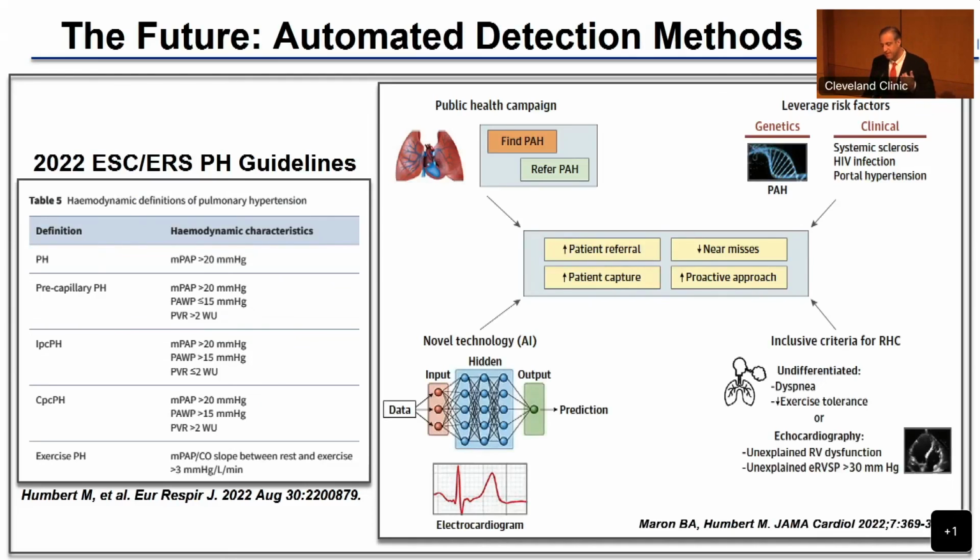Ways to capture these patients will require switching from defense to some strategy that involves going to get them. And the way to do that is probably an integrated strategy that involves public health campaigns emphasizing the importance of genetic and clinical risk factors, rethinking the role of right heart catheterization and timing thereof, and then also, no doubt, the integration of novel technologies such as AI that can be applied to screening tests, including electrocardiography, that might be helpful.